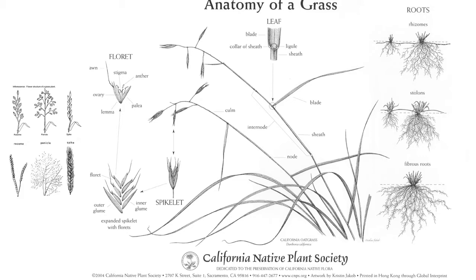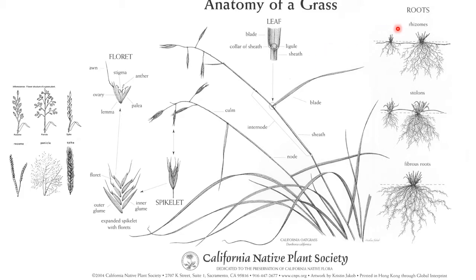First, we have the main stem, or culm, followed by the leaves, or blade, with parallel venation, usually quite thin and long, and then the floral part, which we call a spikelet. There are different arrangements. Here we have raceme, panicle, and then a spike. And we'll get into more detail with the floret and the leaf in further slides.